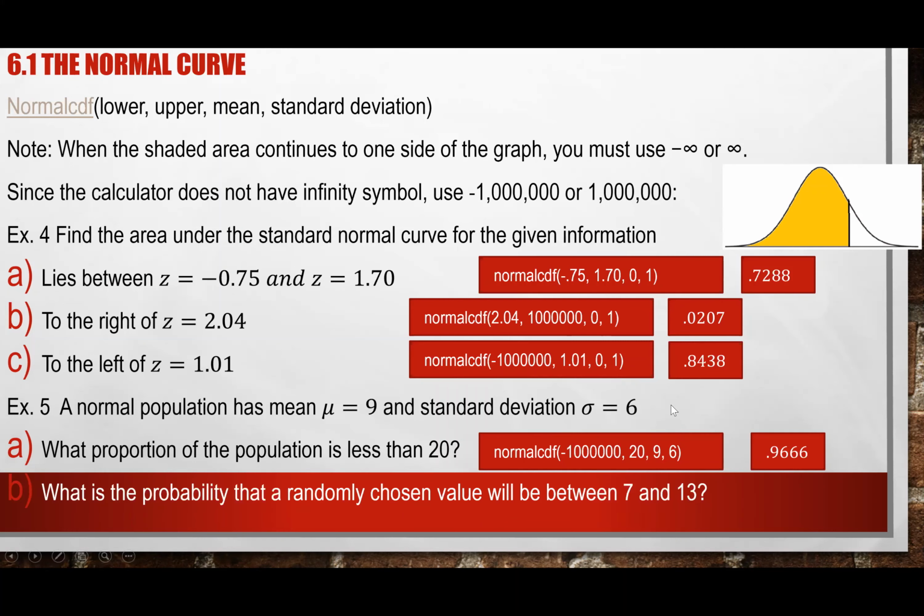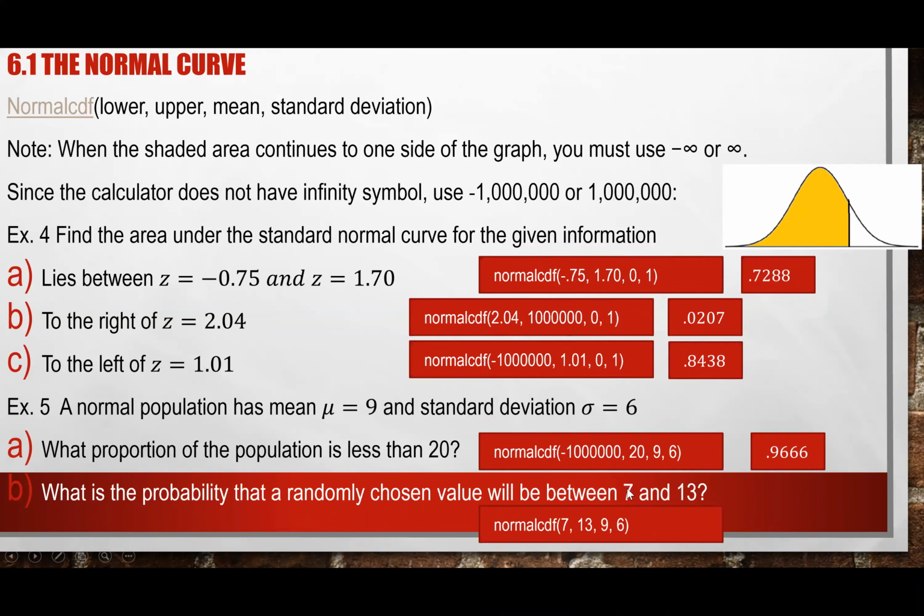The other question they will ask you, as I mentioned, area, proportion of the population, and probability all mean the same thing. So what is the probability that a randomly chosen value will be between 7 and 13? We know that we're looking for the area between those two numbers. Do you agree that we don't need to use negative a million or positive a million, because there's a fixed interval we're looking for? So what will be my lower limit?